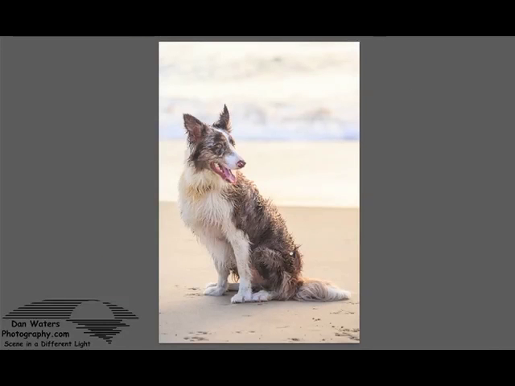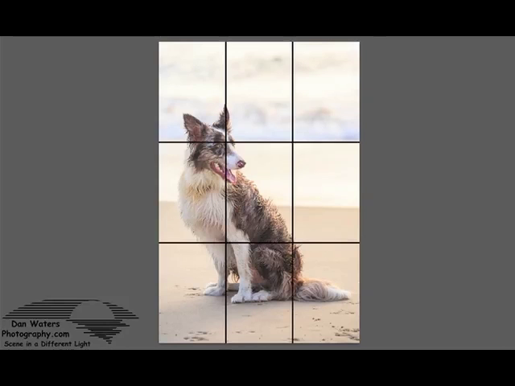This works with people as well as animals. If the dog was looking out of the picture, that leads the viewer out of the frame. You want the viewer to be engaged with your picture. So whenever you have a subject where you can tell which direction it's facing, you would want it to be looking into the image. So this gives you plenty of room for it to look in.